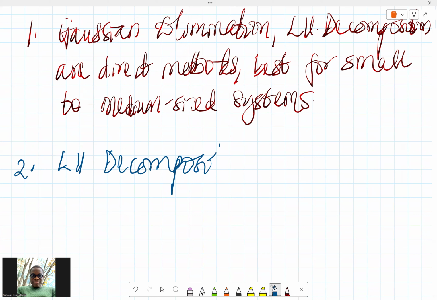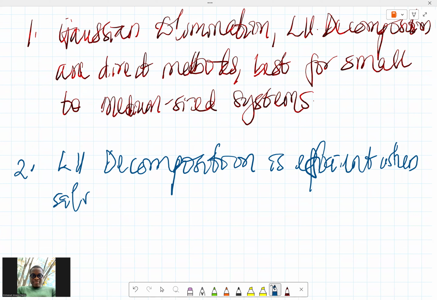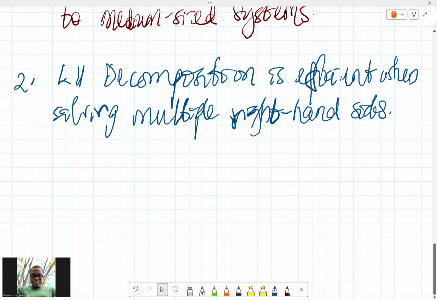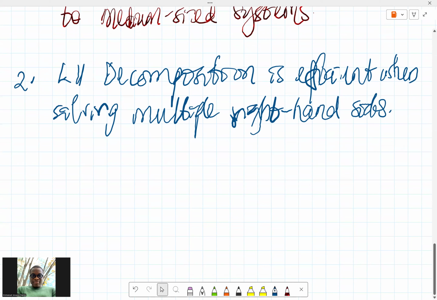Number two takeaway is that LU decomposition is efficient when solving multiple right-hand sides. For instance, if you notice the practice questions and the question we've been solving, they are basically the same, except that the right-hand sides are different. So it's good for multiple right-hand sides.